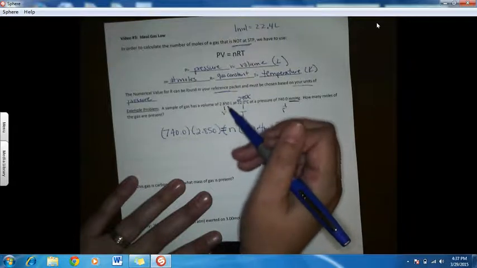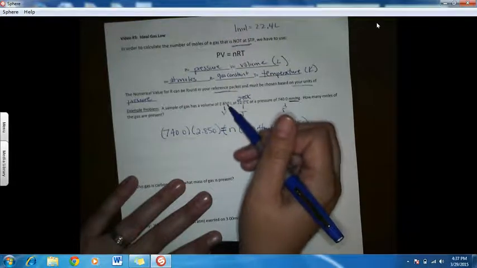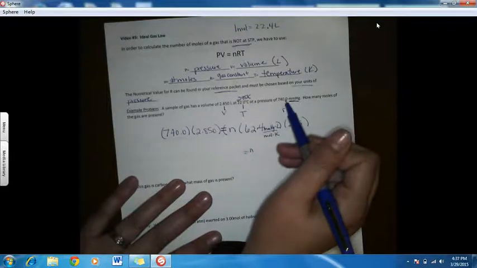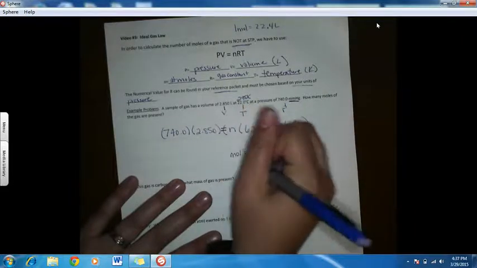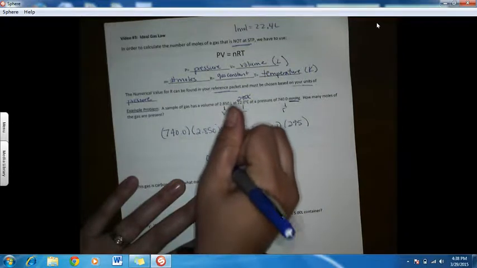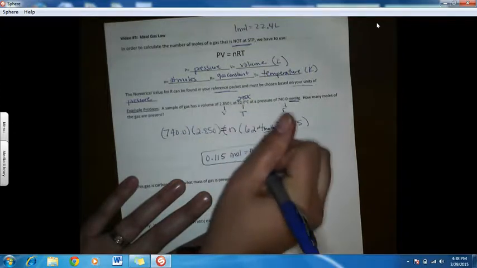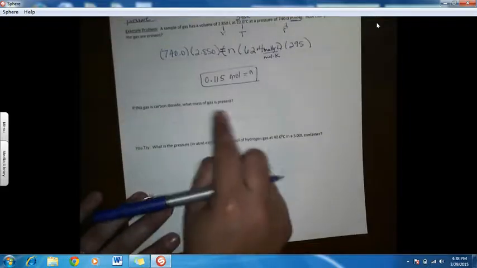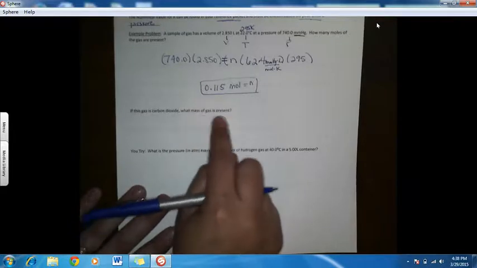0.1145697. And so we have here 4 significant figures. Here we have 3, and there we have 4, so we'll keep 3. So with 3 significant figures, we have 0.115 moles of gas. Okay? If this gas were carbon dioxide, what would be the mass of the gas, right?